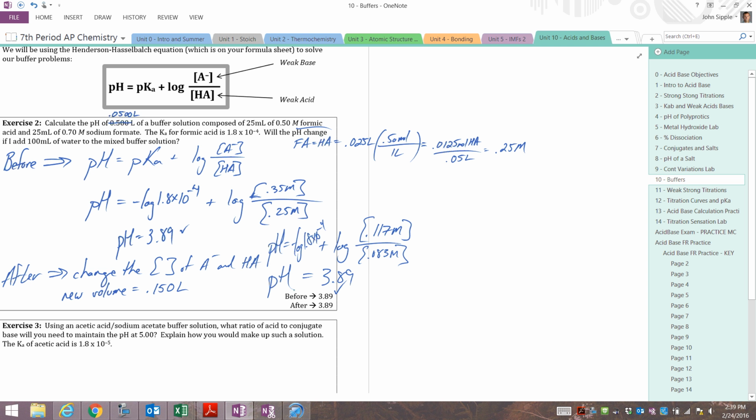Now, if we have equal proportions, this is kind of an interesting part that will help us out later. If we have equal proportions of our conjugate and our acid, what does this turn into? If this is 1, it's the log of 1, which is 0, right? So at that point, pH equals the pKa. So if you want to make a buffer that has a particular pH, you just search for acids that have a pKa very close to the desired pH. That could be really important in certain situations that we'll get to a little bit later.